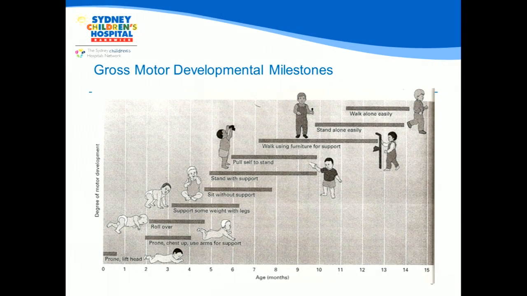So we screen in development because development changes, and it changes really rapidly over particularly the first 5 years, but all the way through childhood. And the skills we develop sequentially, and it's pretty hardwired. It doesn't really matter where you are in the world. This is how children develop. And that way we know what to expect at the different age groups, and what we're looking for at different age groups changes. So it's very different when you're doing a developmental review on a one-year-old to doing a developmental review on a five-year-old or a 12-year-old.